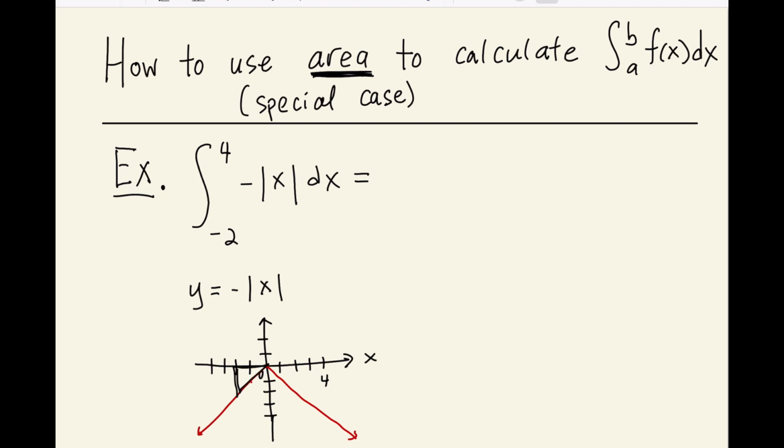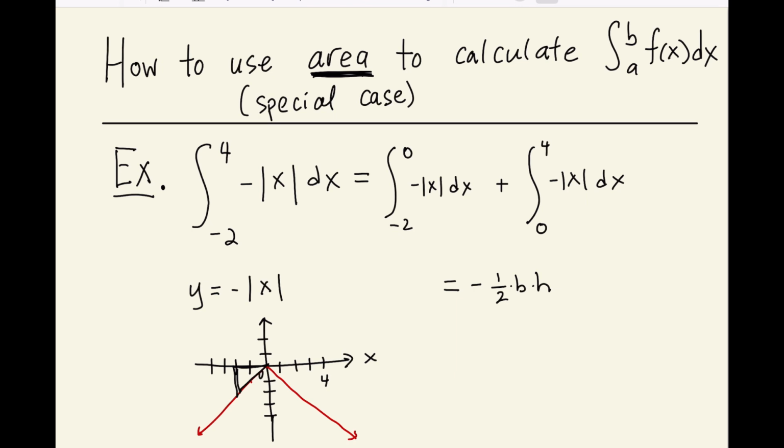Okay, so let me actually break that into two integrals. So from -2 to 0, because that's the first triangle, plus 0 to 4. It's the second triangle. So that would be a negative, because it's below the x-axis, 1/2 base times height for the small triangle, plus 1/2 base times height for the large triangle.